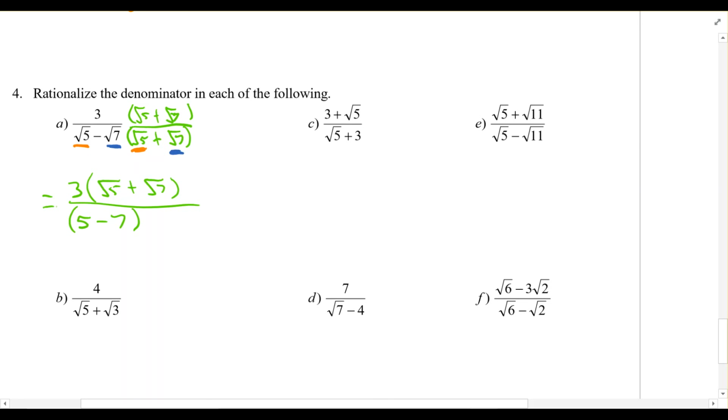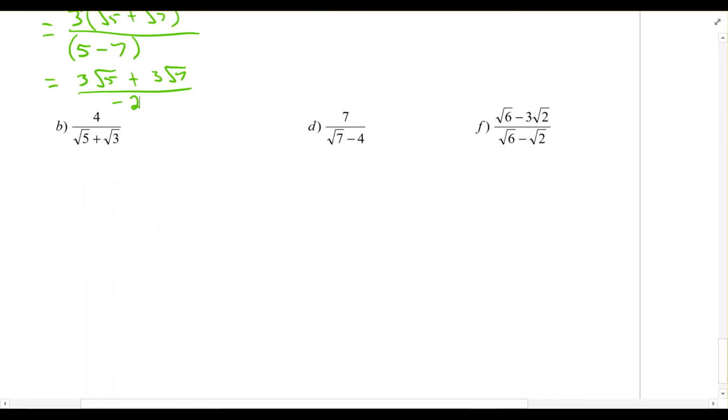So now let's rewrite the top here. We've got the distributive property. It's going to be 3 times that and 3 times that. So we've got 3 times root 5 plus 3 times root 7 all over negative 2. And that's it. That's now rationalized. All right, moving on. I'll do them in order this time. B.